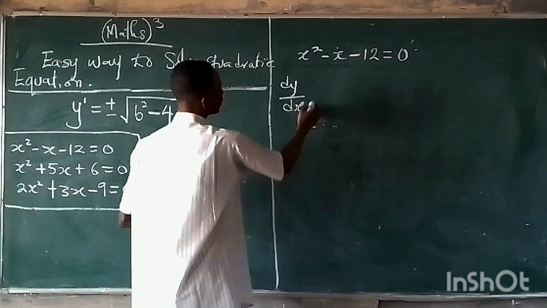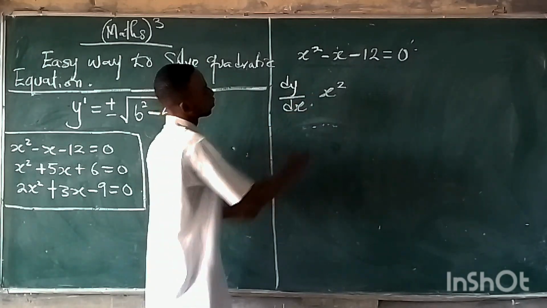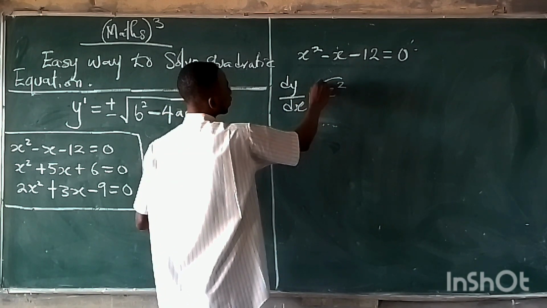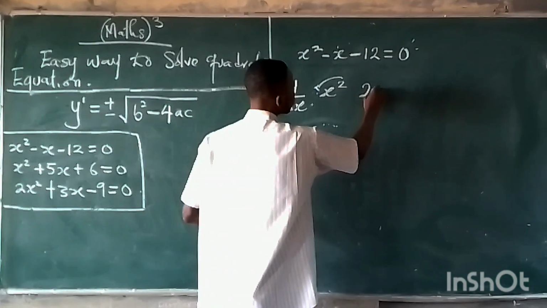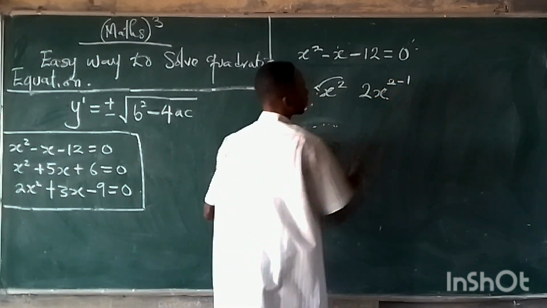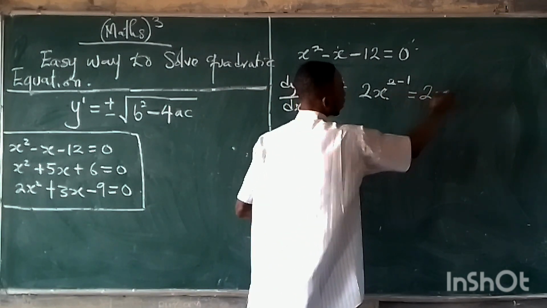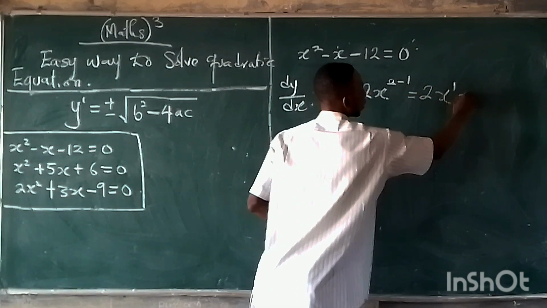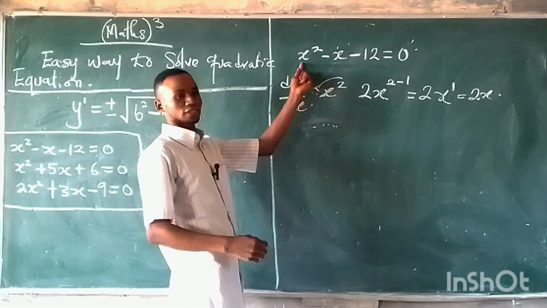For example, now we are differentiating x squared. In differentiating x squared, you multiply by the power, 2, which gives you 2x. You then subtract 1 from the power, which is 2 minus 1. 2 minus 1 will give you 1. So you are going to have 2x. That's how to differentiate this first term.